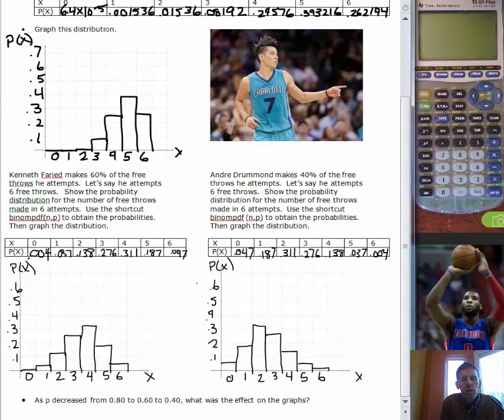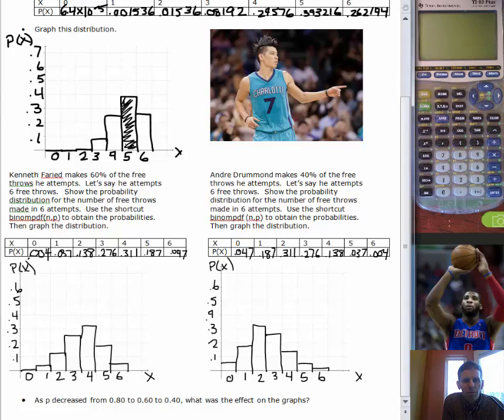Now when we compare all three of these graphs from Jeremy Lin at the top down to Andre Drummond at the bottom, as P decreases from 0.8 in the first graph to 0.6 in the second graph to 0.4 in the third graph, look at some of the effects on the graph. First of all, look at the tall bars. The tallest bar for Jeremy Lin was here at 5. That was the most likely occurrence.